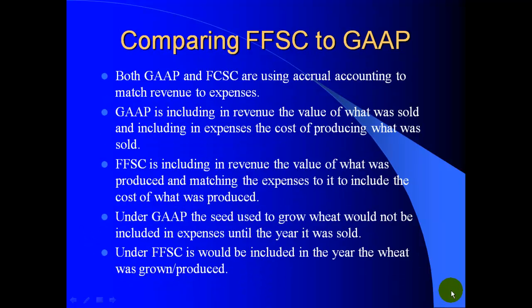So that's the trade-off. Both GAAP and the Farm Financial Standards Council are using accrual accounting to match revenue and expenses. The difference is GAAP is including in revenue the value of what was sold, and in expenses the cost of producing what was sold. Farm Financial Standards is including in revenue the value of what was produced and matching the expenses to include the cost of what was produced. So under GAAP, the seed used to grow wheat would not be included in expenses until the year it was sold. Under Farm Financial Standards, it's included in the year the wheat was grown.